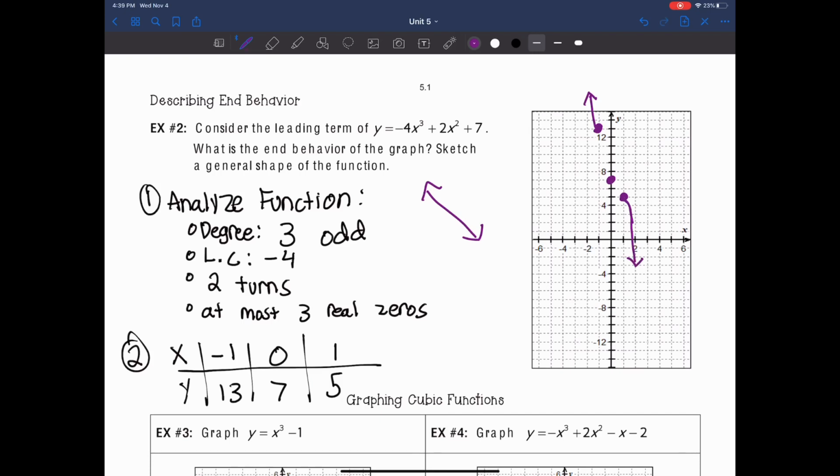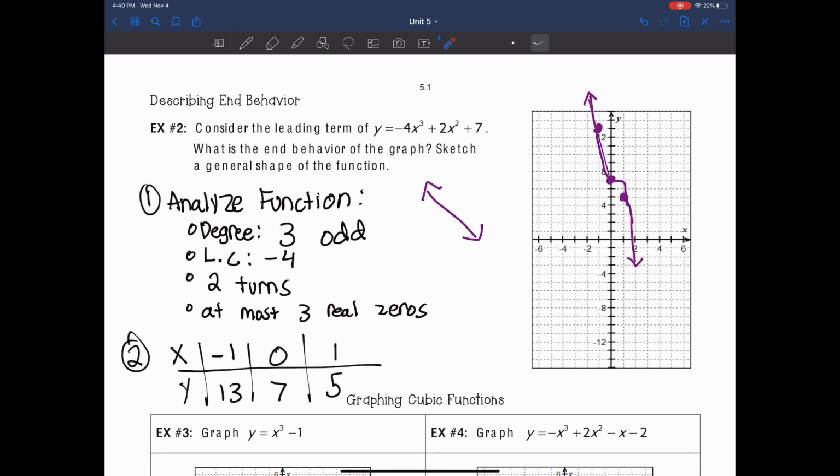All right. And now we're going to use the rest of what we got to fill in the blanks. While I know that this is going to have at most 2 turns, so I'm just going down. I might turn here. This is, of course, acting a little weird. And then that's generally what my graph is going to look like. So I'm connecting the dots, recognizing that I might have 2 turns, and at most I'm going to have 3 real zeros. But the main thing to remember here is that on the left-hand side, we're going up. On the right-hand side, we're going down. So remembering that end behavior is going to be very important.